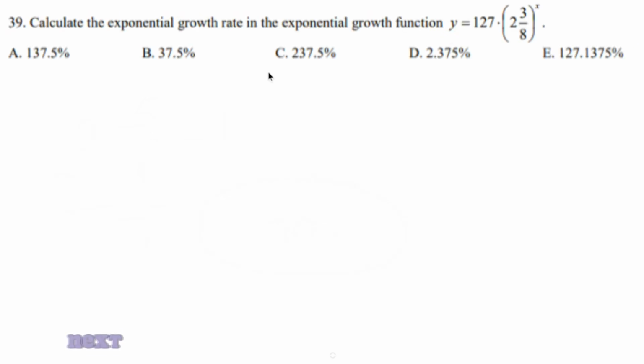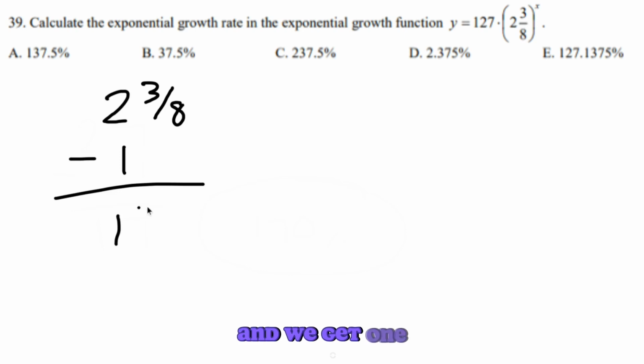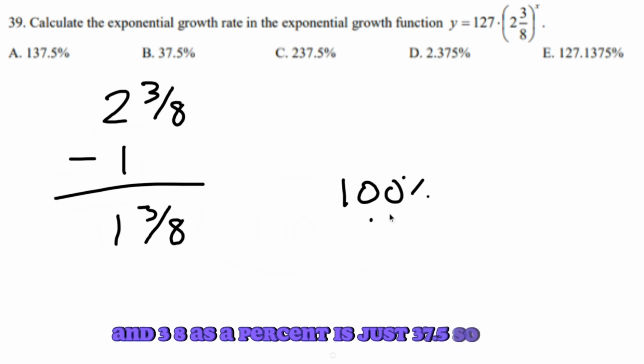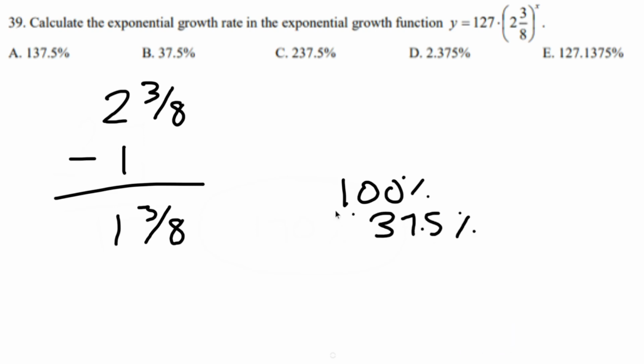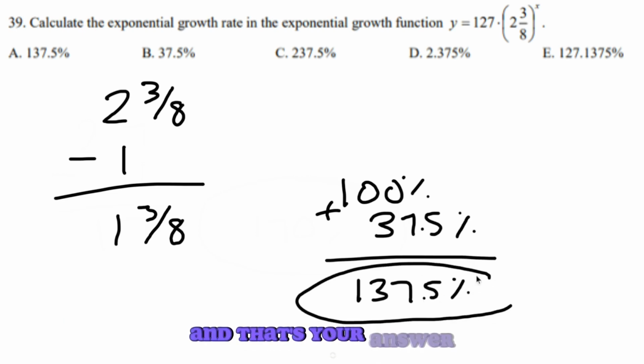And that's your answer. Next, calculate the exponential growth rate in the exponential growth function y equals 127 times 2 3/8 to the power of x. Alright, so we need to take the growth factor. So in this case, it's the number given in the parentheses, which is 2 3/8. We need to subtract 1. So we can just subtract 1 and we get 1 3/8. Now I need to represent this as a percent. So 1 as a percent is just 100%. And 3/8 as a percent is just 37.5%. And now we just add up these percents and we get 137.5%. And that's your answer.